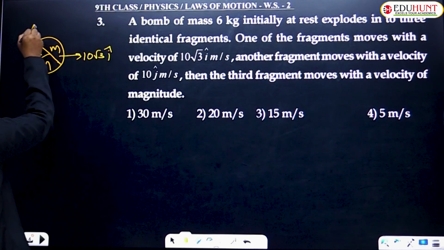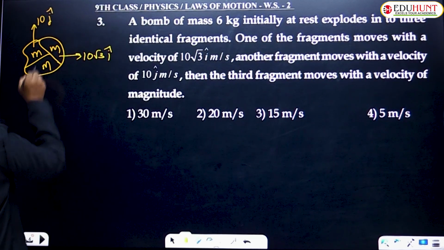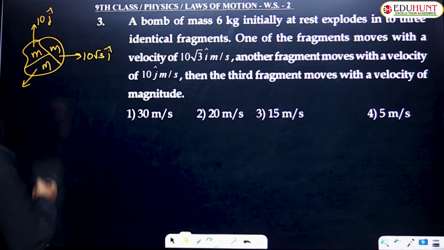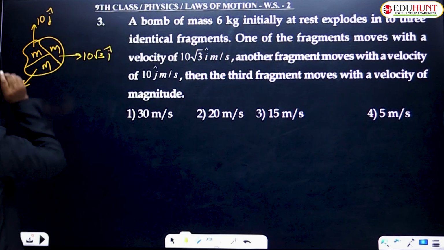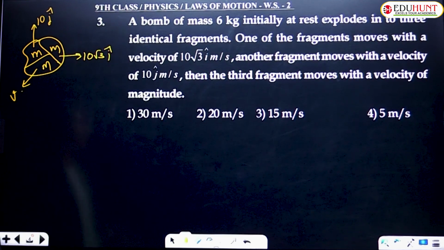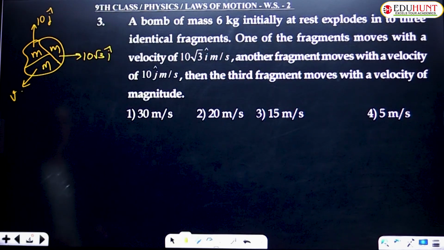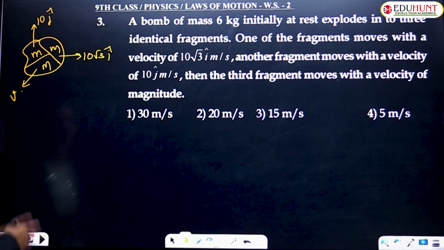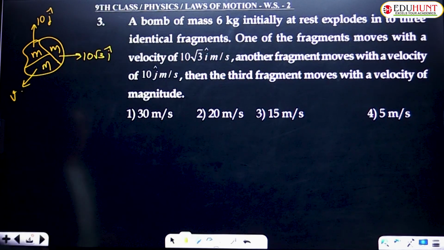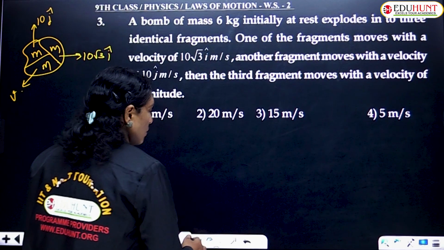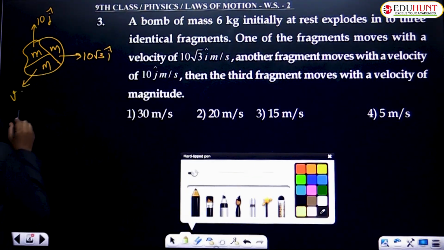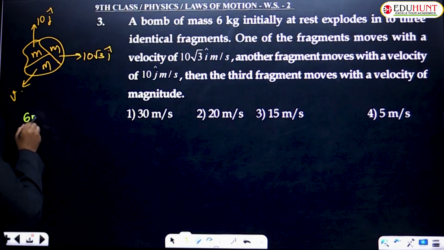The other is 10 j cap, and for the third one you're asked to find the speed. Well, initially how was the body? The bomb was initially at rest. So clearly the total momentum before collision, all together, means total mass. So the total mass is nothing but m plus m plus m, that is 3m.